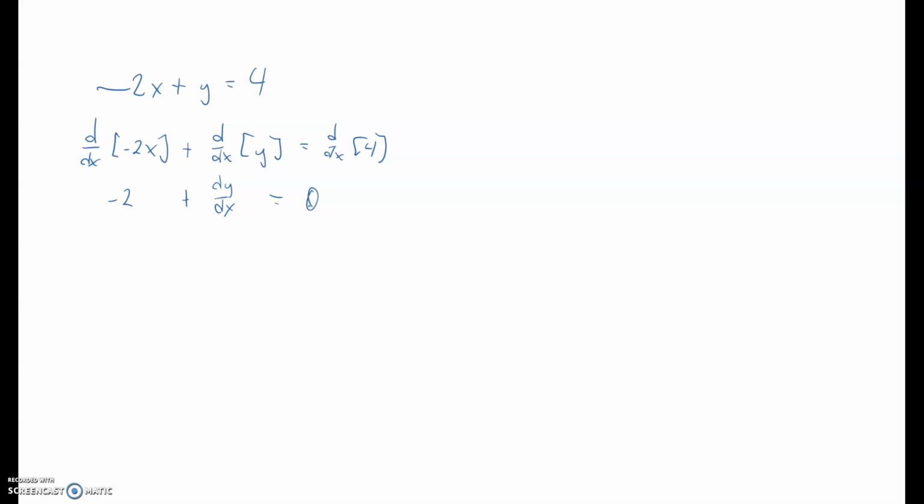Okay? So in this case, I was trying to solve for the derivative of y with respect to x, which means that I'm just going to isolate dy/dx. So I just end up with 2, which is the same result we would have gotten if we had just gone ahead and solved for y in the beginning and then taken the derivative. Okay? So pretty straightforward.